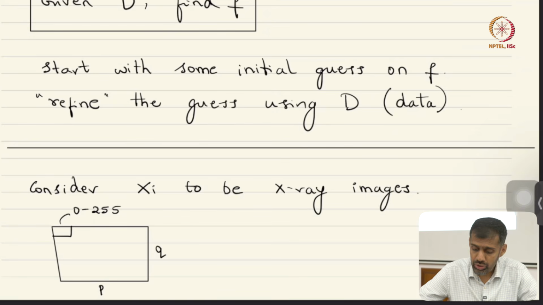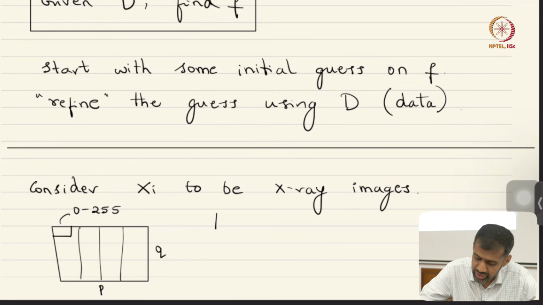Now I have P times Q number of pixels, each of which can take a value between 0 and 255. Does it make sense? That is what an image is. Now what I do is I will stack each of these numbers along the columns. I take the first column, this is the first column. I take the second column of the image and keep stacking it.